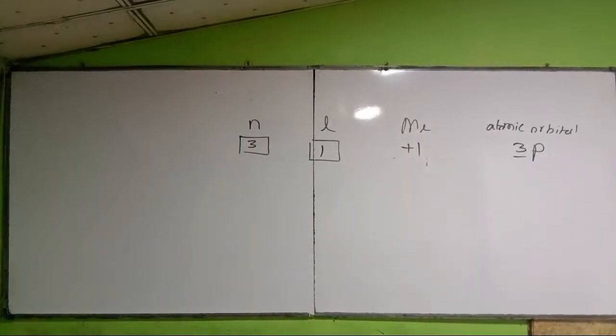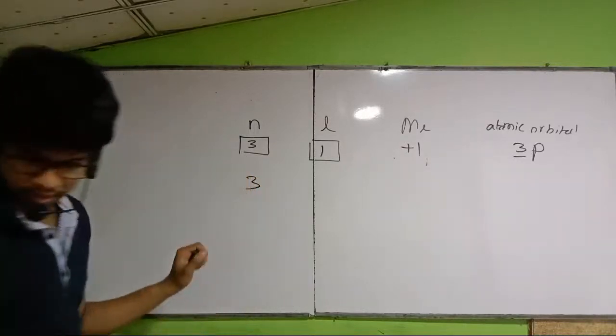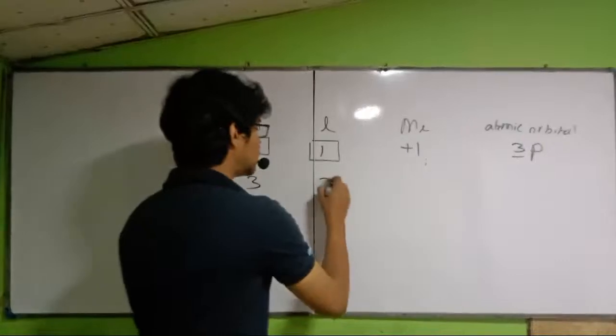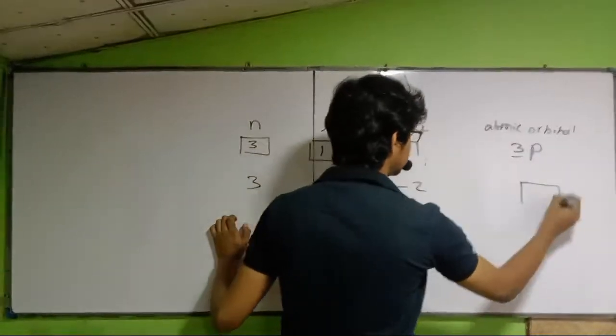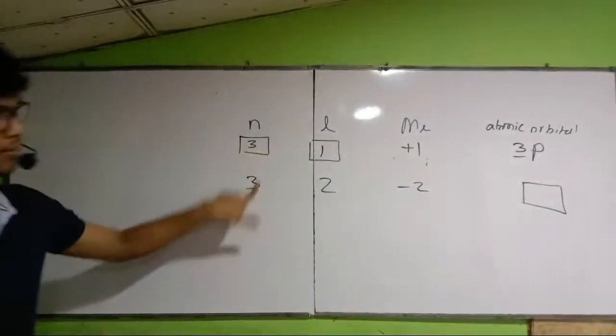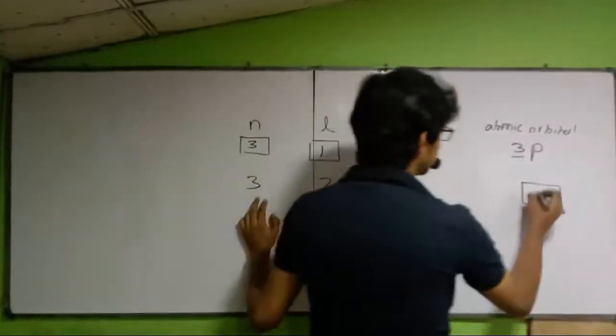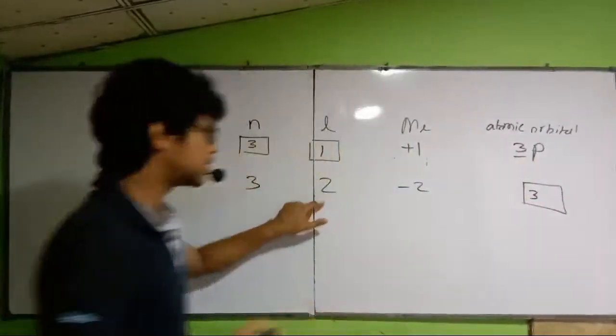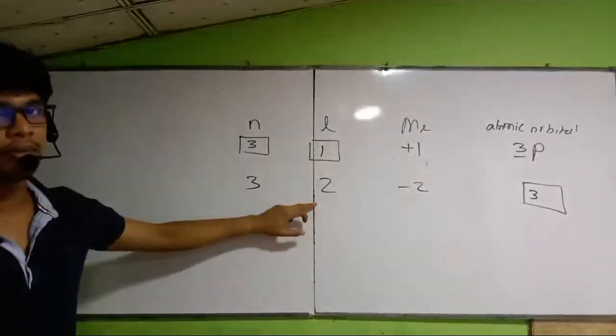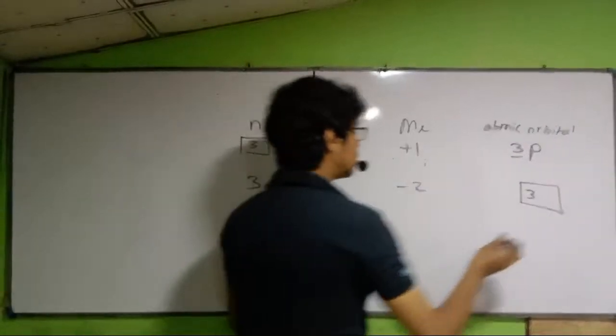Then people, next one, n equal 3, 2, minus 2. They're asking this. 3 means n should be 3. 2 means what? 3d orbital. Am I correct? Yes, 3d orbital.